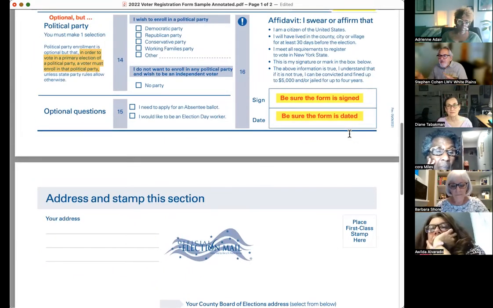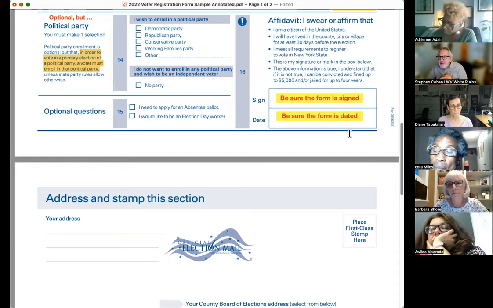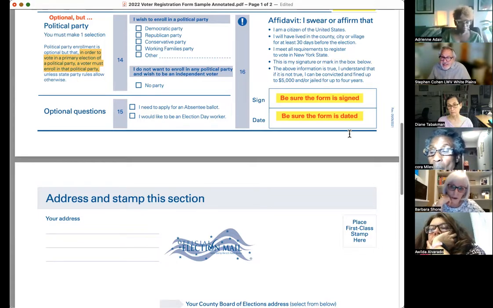So before we move away from this, are there any questions about the form itself? And by the way, if you have questions about this, feel free to contact me at LWVWP.president@gmail.com. I'm happy to answer any questions that I can. And the other thing is just to encourage people to contact the Board of Elections if they're really confused about any of this. So at that point, I'm going to turn this over.